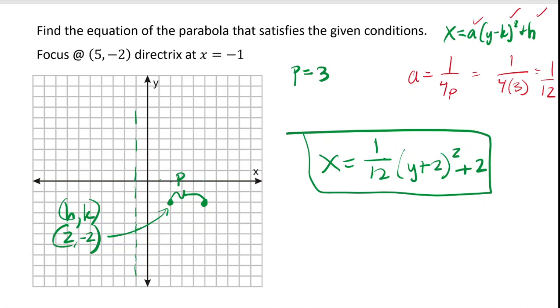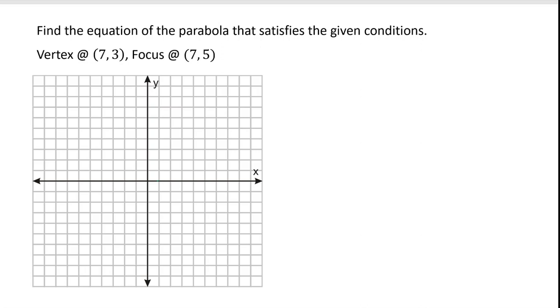Okay, how about the next one? So again, we're given information. We should plot it right away. We have our vertex at 7, 3. So 1, 2, 3, 4, 5, 6, 7. I think here's 7 and 3. So right there. And then our focus is at 7, 5. So up here. So our vertex and our focus are p away from each other. So right away, just by looking at it, I know that p is equal to 2.